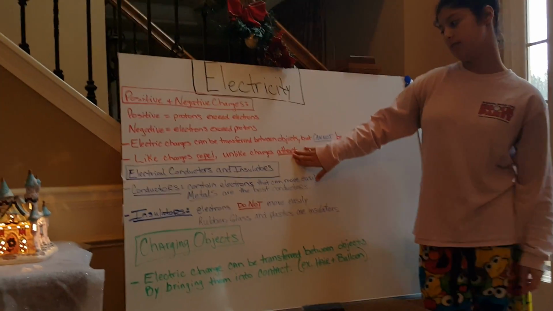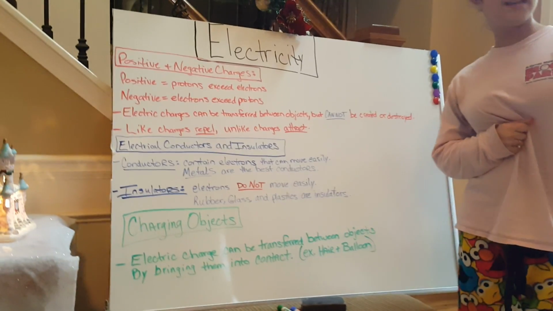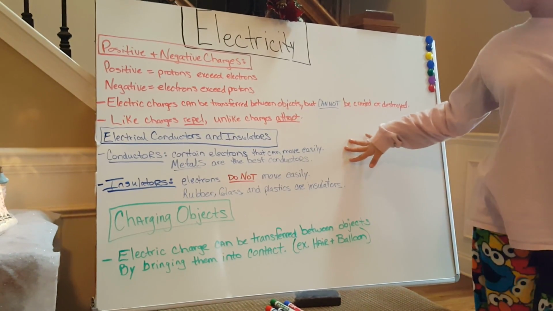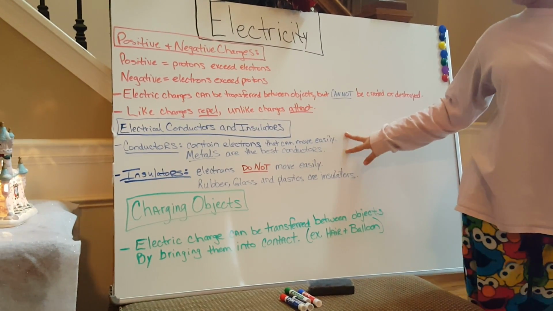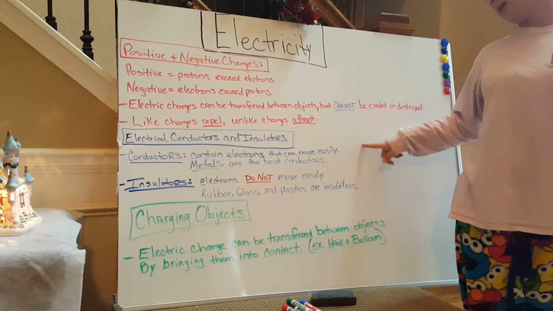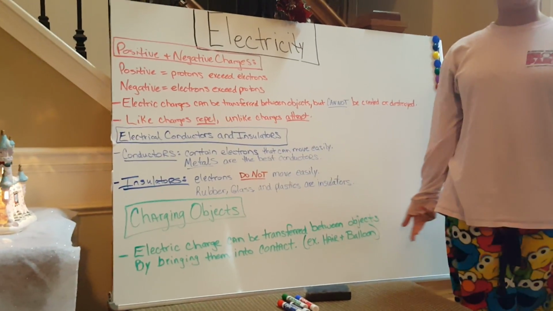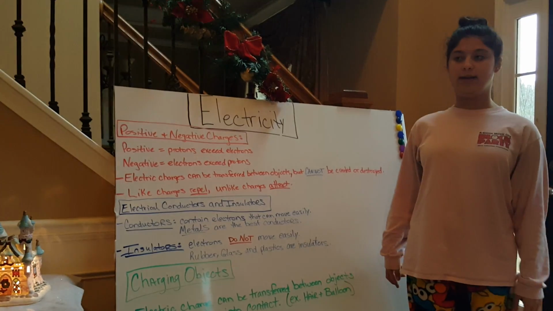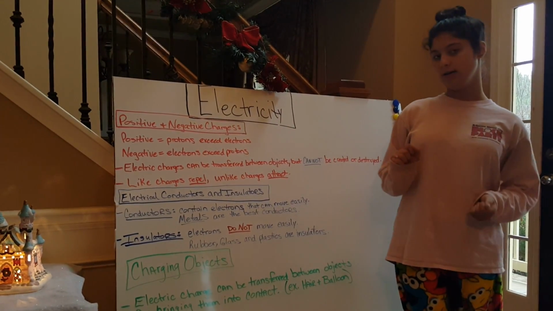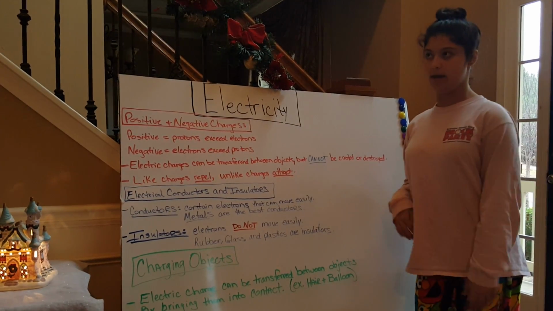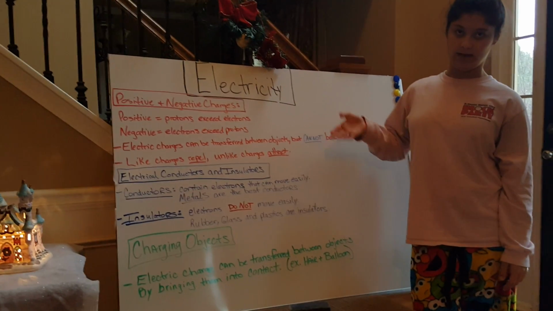And then the next thing that we're going to talk about is our electrical conductors and insulators. For conductors, they contain electrons that can move easily, such as metals are the best conductors. That's why if it's cold outside or if it's really hot outside and you feel metal, it is going to get hot quicker than plastic or anything like that.